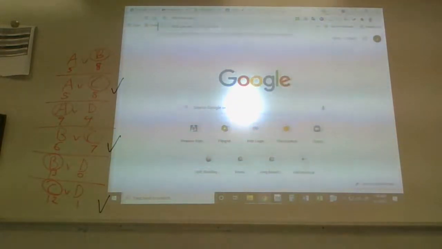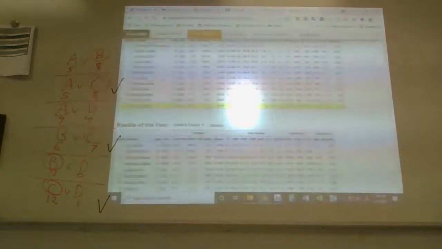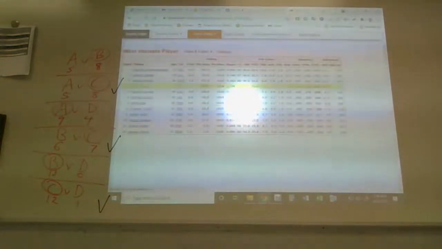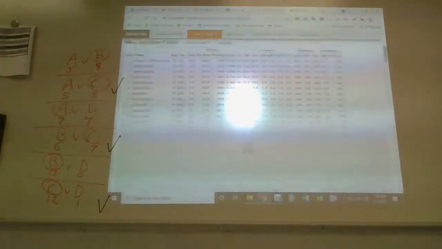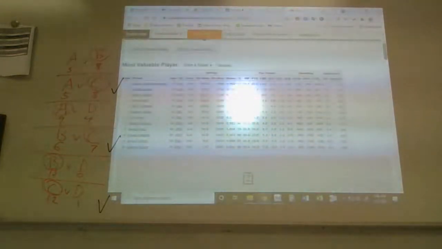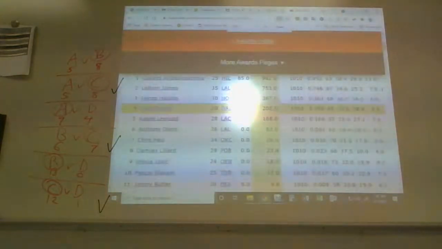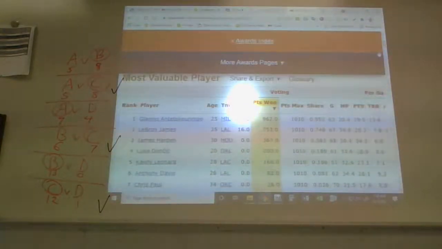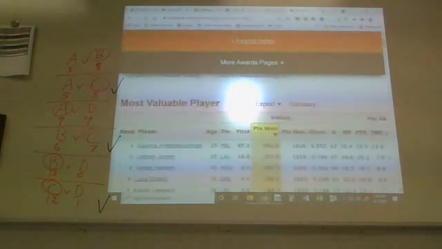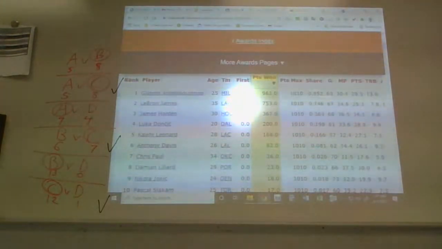NBA MVP vote. See if I can find it here. Okay, well, here's last year's. They don't give the individual vote totals. All they're really giving me right here are points won. So I can zoom in on that right there. Here we go. There's the column right there. It's a little difficult to see, but it says points won, in order to determine who would be the MVP of the league.